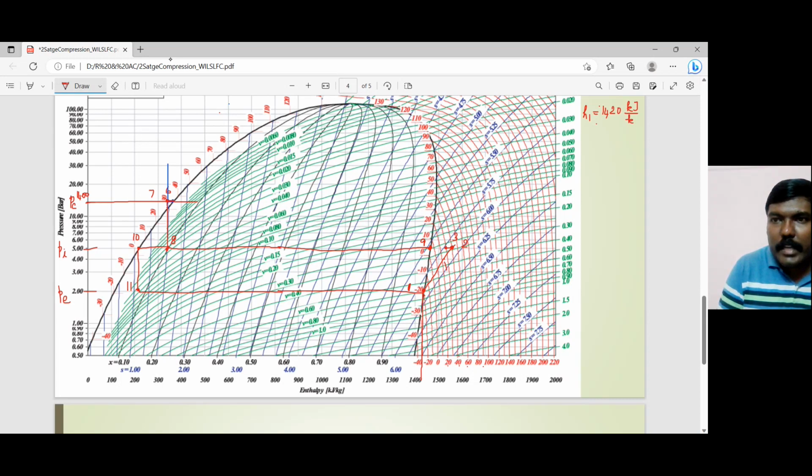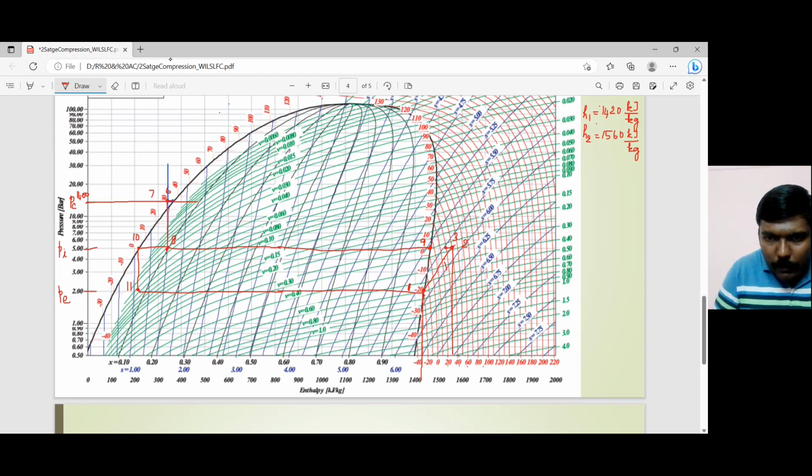Since I am using the chart which I am visualizing, looking at it straight away, my values can be erroneous. So I want you to do this on your own, and I'm pretty sure that your values will be completely different from what I am getting over here. Now if I drop a perpendicular from 2, that is between 1500 and 1600, about midway. So let's say 1560 kilojoule per kilogram.